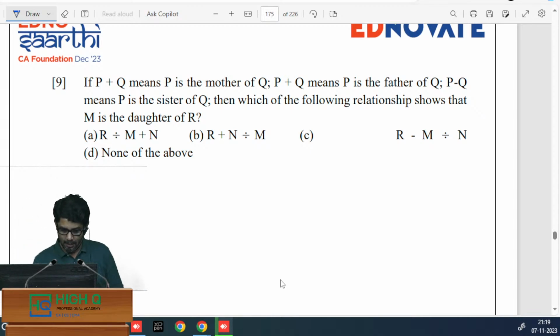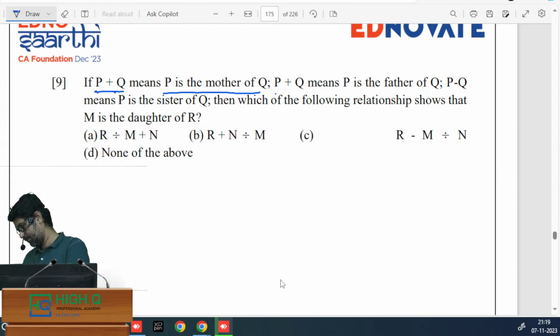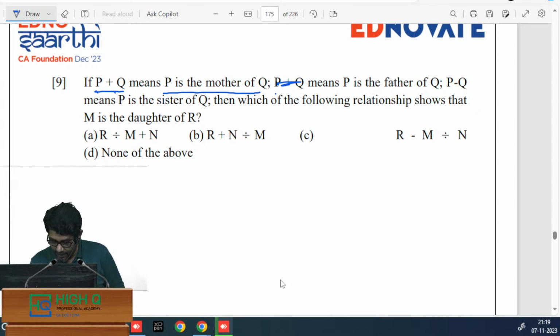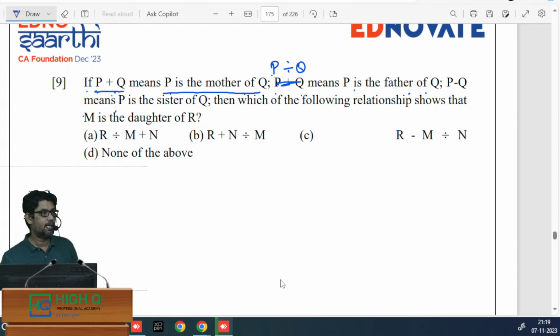Coded puzzle. P plus Q means P is the mother of Q. Wait, let me check the question. P divided by Q means P is father of Q. P minus Q means P is the sister of Q. Now please don't think, sir, how can one person play all roles? It's not like that, my dear. We have to go with the symbol. When plus symbol comes, one person is mother of the other person.